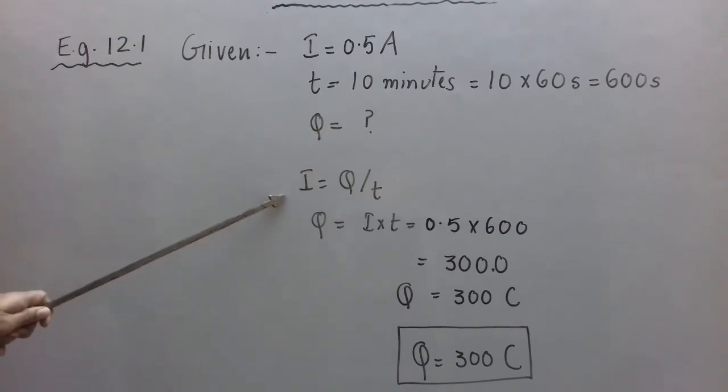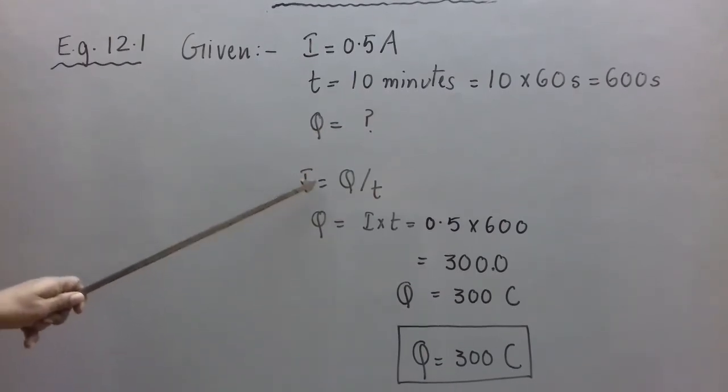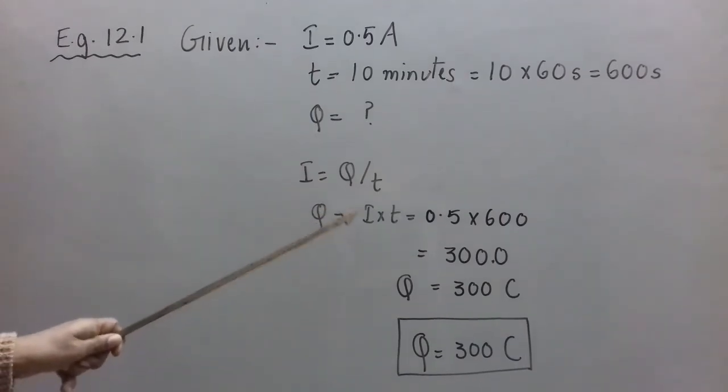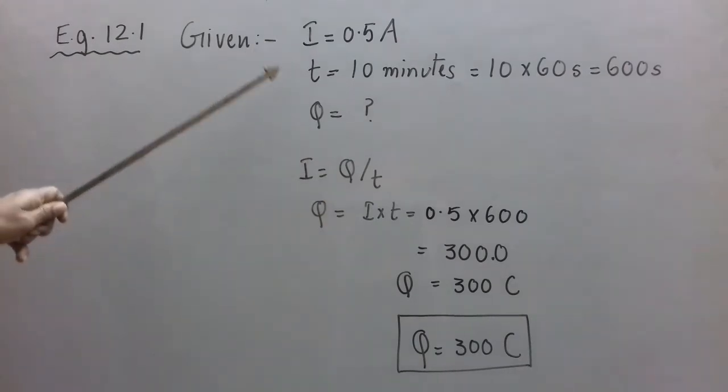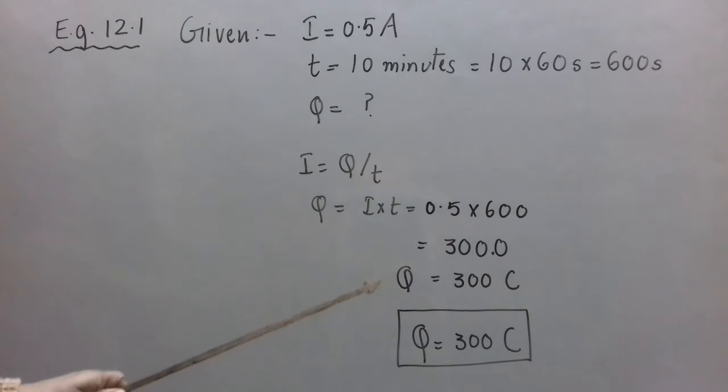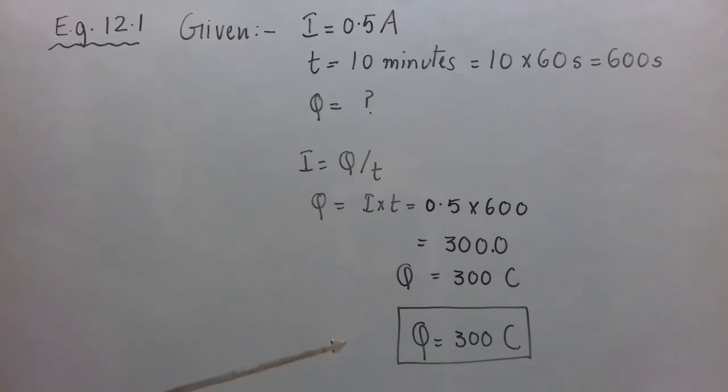Now use the simple equation of current. I is equal to Q by t. So from here we get Q is equal to I into t. Put the values of I and t now. And then we get the answer of Q as 300 coulombs. So the required answer is 300 coulombs.